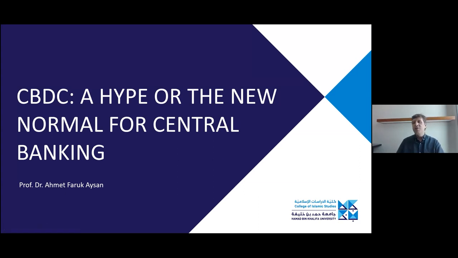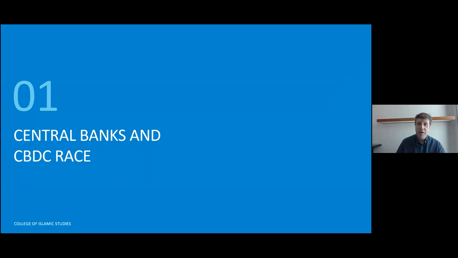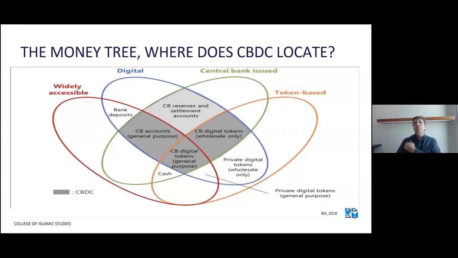And again, the question is, everybody is talking about the central bank digital currencies. Is it a hype or the new normal for central banking? So let me start with their table. This is coming from BIS. For any money, we would like to have 4 properties. We want it to be widely accessible. We want it digital. We want it to be issued by the central bank, because the central banks are representing the governments and they are more reputable.